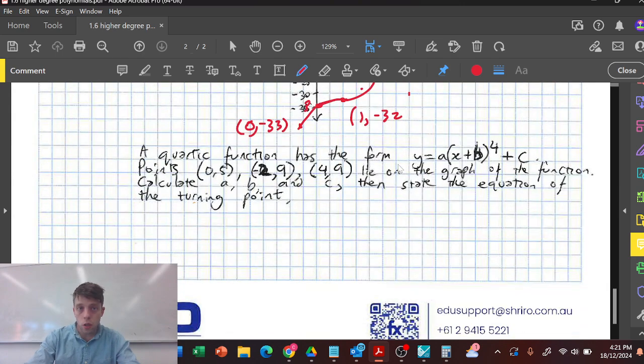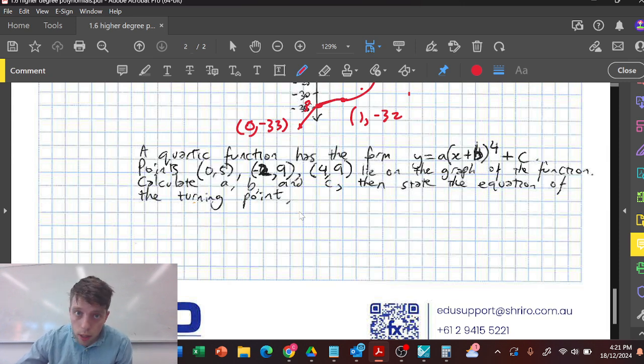All right, this is our final question. Again, I'm talking for quite a long time, but let's just finish this up. We're told here, quartic function, and again, we'll read the question three times. I'll read it twice, I guess. A quartic function has the form y equals a times (x plus b) to the power of 4 plus c. These three points lie on the graph. We need to calculate a, b, and c.